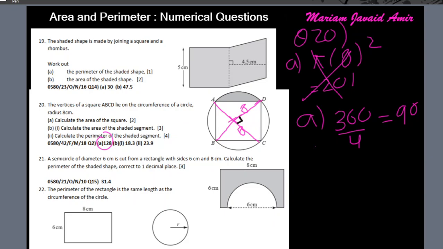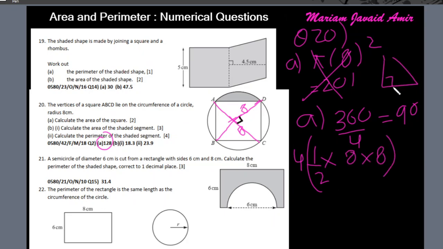So we have 4 identical right angle triangles. So what I'll do is write 4 times half into base, which is 8, and height is also 8, because it's a triangle like this. So now find this in your calculators. 4 times 0.5 times 8 times 8 gives us 128. Okay, this is the answer for part A.